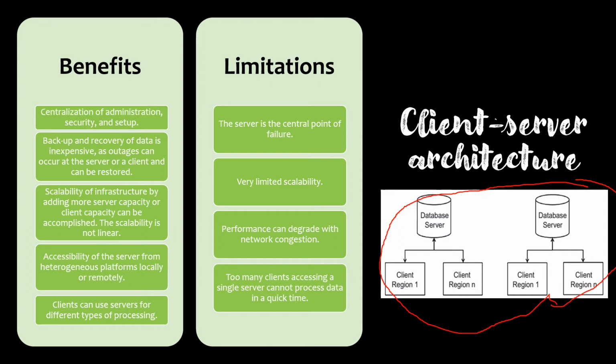There are 4 limitations here. The first one is that the server is the central point of failure. It has very limited scalability. Performance can be degraded with network congestion, and too many clients accessing a single server cannot process data in a quick time. So we might want to discard or improve these limitations to have a better client-server architecture.